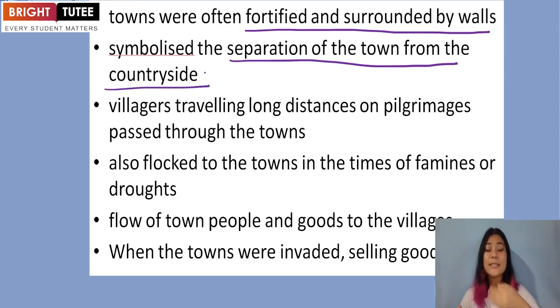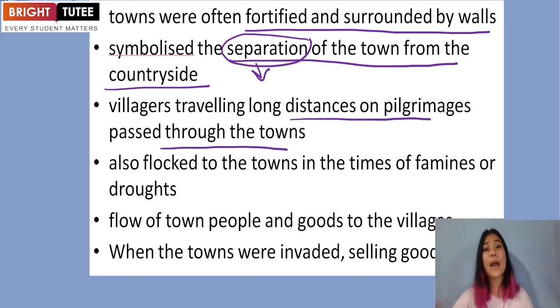This clearly showed that the town was separated from the villages which were located outside of the town. But the separation did not mean complete stoppage of people moving in and out of the town. Because the villagers traveling long distances on pilgrimages passed through the towns. Like I already said, towns were centers of cultural as well as economic activities. So even if the people did not come to or pass through the town for trade and commerce, they came to the town and passed through it on their way to the temples on pilgrimages.